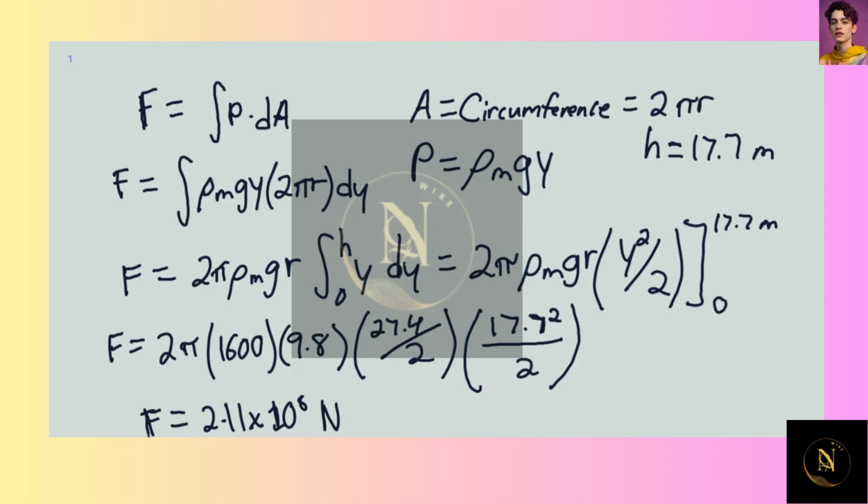So again, in order to do this, we had to integrate, because they want the total force. If we integrate on a very small ring of the cylinder, or simply the circumference of a circle, and then integrate from the bottom of the cylinder all the way to the top, 0 to 17.7 meters, we will end up with the total pressure that the molasses is exerting on the cylinder. And again, that final answer is 2.11 times 10 to the 8th newtons.